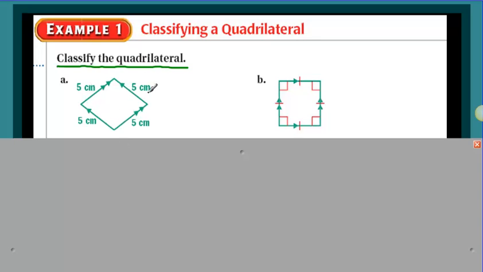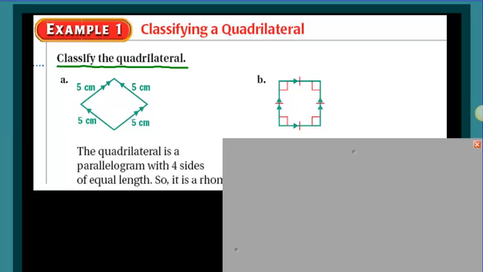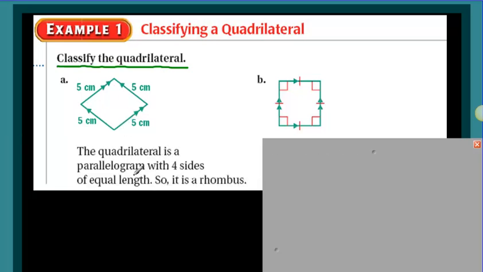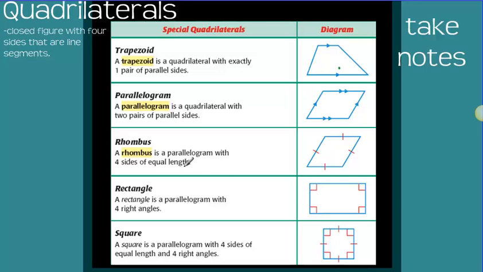Here is a quadrilateral. It has 4 sides of equal length. These little arrows here show that these 2 sides are parallel, and then these 2 sides, because they each have 2 arrows, are parallel. So this quadrilateral here has 4 sides of equal length. It classifies itself as a rhombus. If you go back to your definitions, 4 sides of equal length is a rhombus, not a square, because a square also has to have 4 right angles.